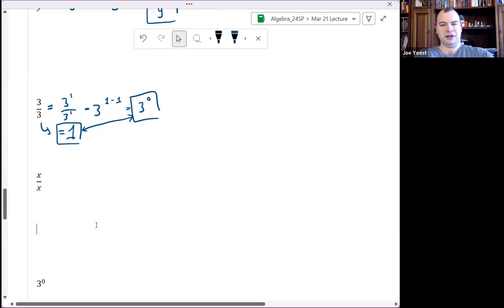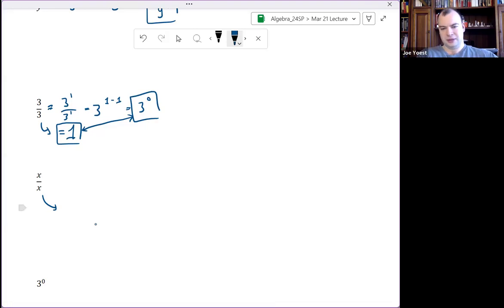Does it change if we have variables? Not really. X over x, if I have a number over the same number, that's equal to 1 regardless of what number it is. And then similarly, we can use our quotient of powers property. And we can say this is x to the 1 over x to the 1, or x to the 1 minus 1, x to the 0. So x to the 0 is 1.